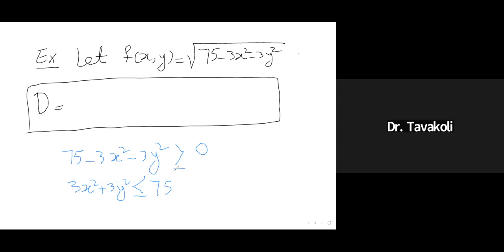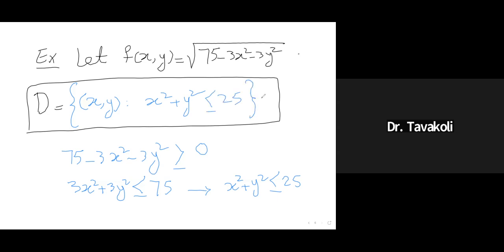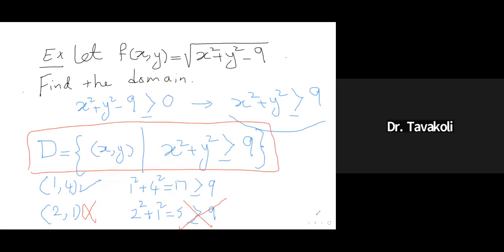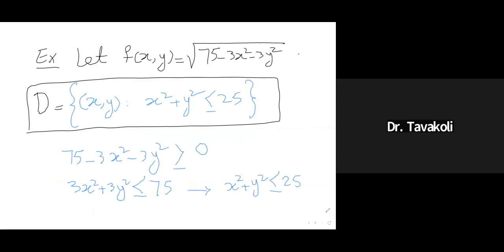Here, obviously, I can factor 3 out and divide both sides by 3. So x squared plus y squared is less than or equal to 25. So the domain consists of all the points in the plane such that x squared plus y squared is less than or equal to 25. In the previous example, x squared plus y squared was more than or equal to something. Here it is less than or equal to some number.